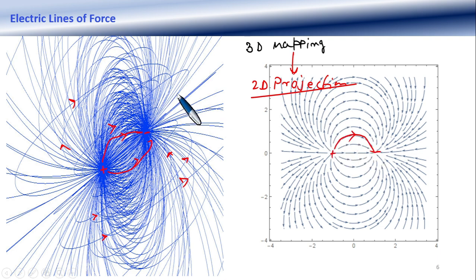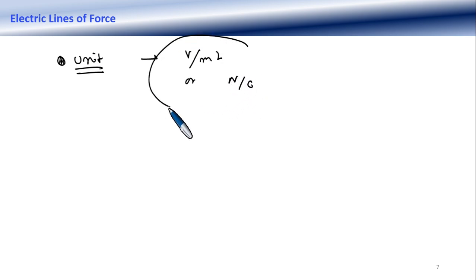And the last thing is that electric field has some unit also. The unit is an important idea, that unit is volt per meter or Newton per coulomb. So these are the units of the electric field.